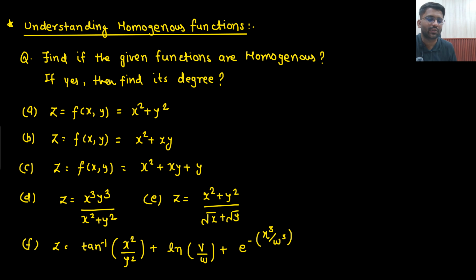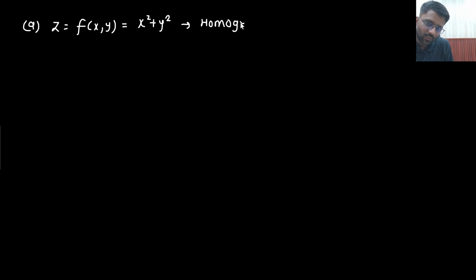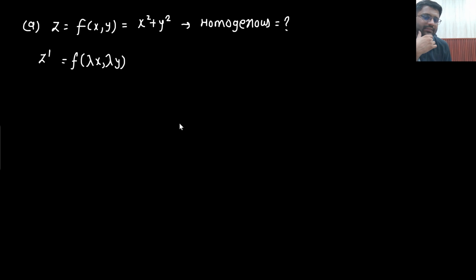Is it a homogeneous function or not? How will you check it? For that, in place of x I need to put lambda x, in place of y I need to put lambda y, and I will define this function as z dash.